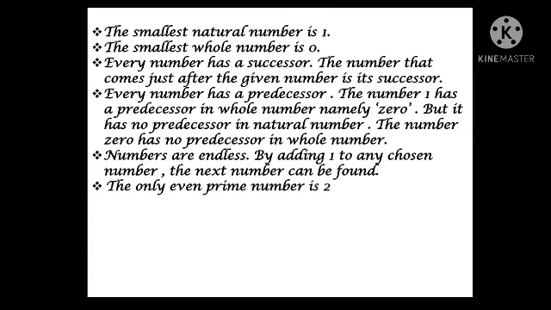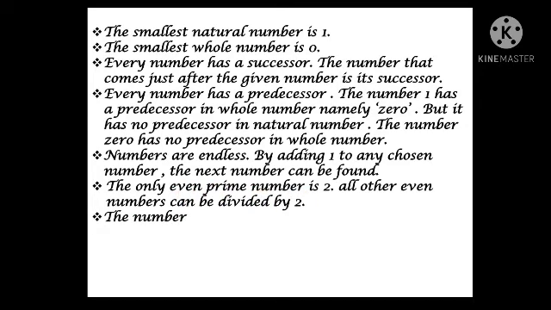The only even prime number is 2. All other even numbers can be divided by 2. So the only even prime number is 2. The number 1 is neither prime nor composite.